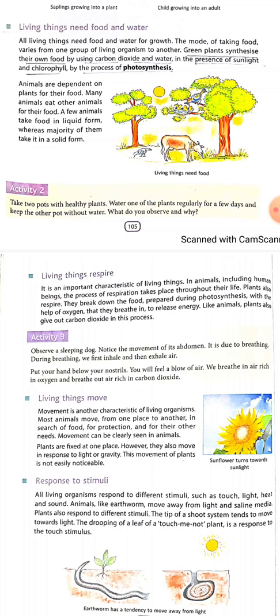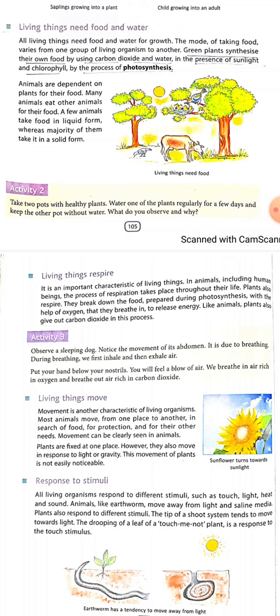Green plants are autotrophs because they can prepare their own food, and animals and human beings are heterotrophs. They depend on plants for their food. Animals are dependent on plants for their food. Many animals eat other animals for their food. A few animals take food in liquid form, whereas the majority of them take it in solid form.